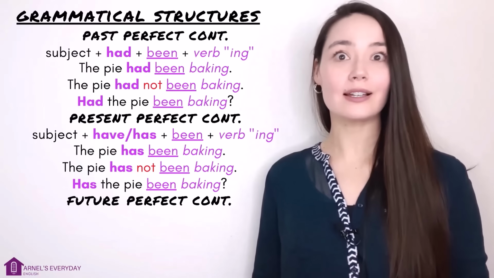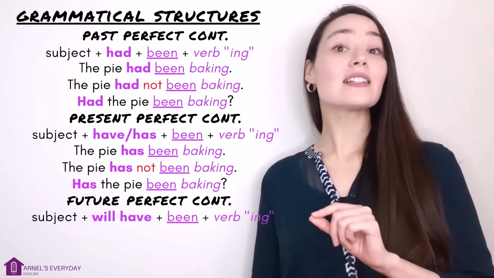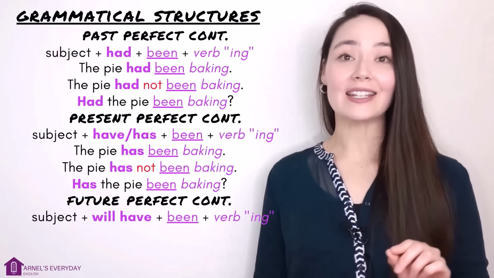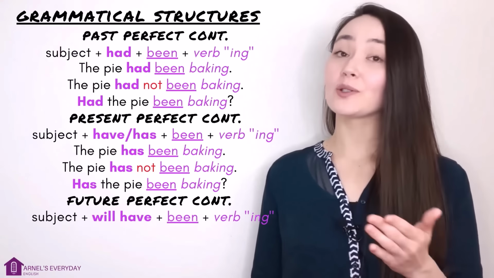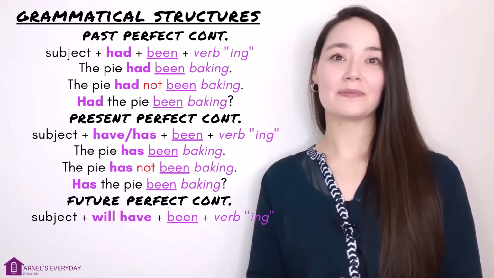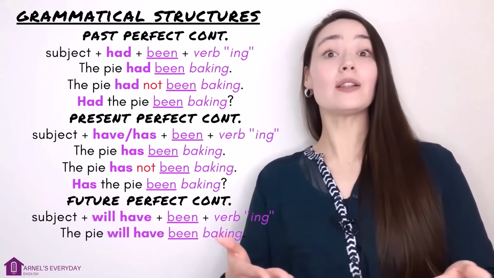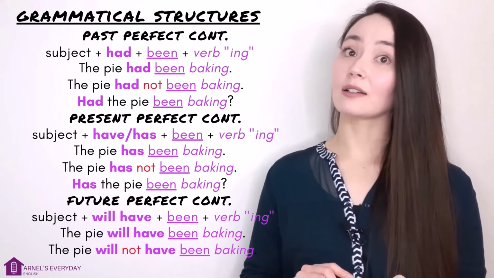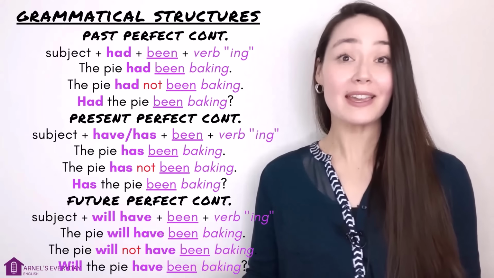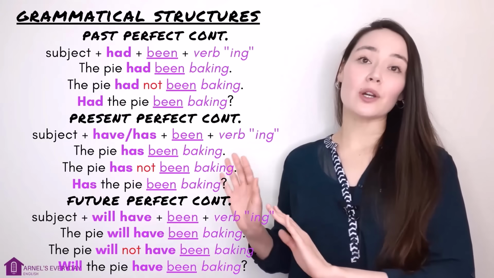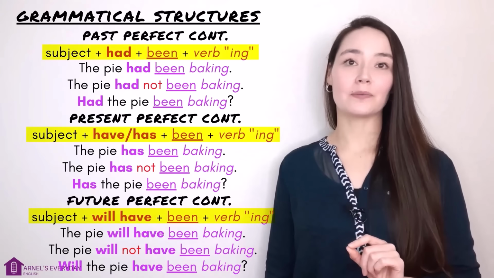Future perfect continuous: subject, will have been plus verb ing. We use will have been for all subjects. The pie will have been baking. The pie will not have been baking. Will the pie have been baking? In this lesson, I will keep the grammatical structures highlighted for you.